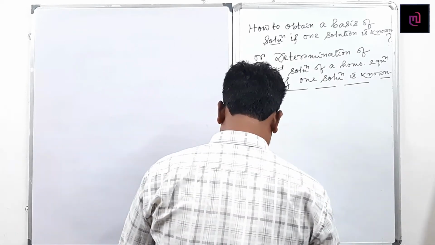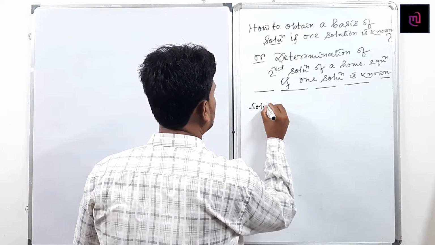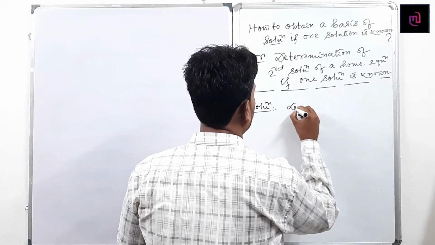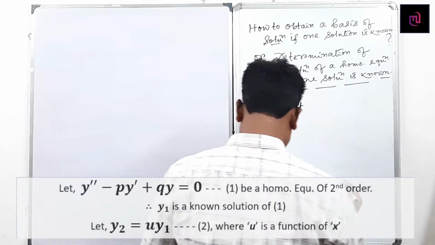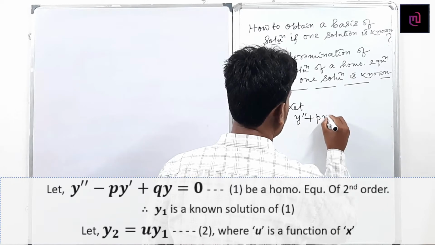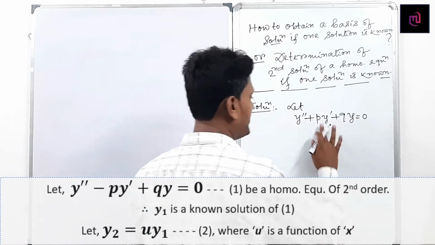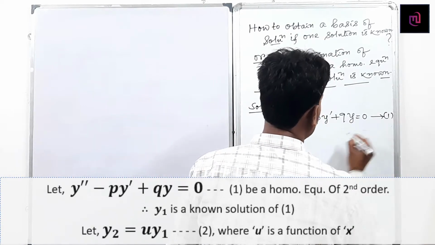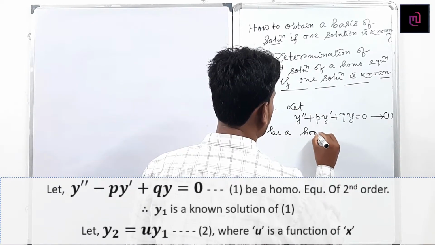So in this case, how to find the solution? You have to consider a second order homogeneous differential equation. Let y double dash plus p into y dash plus q y equals 0, where p and q are functions of x or constants. Number it 1. Suppose 1 is a homogeneous equation of second order.